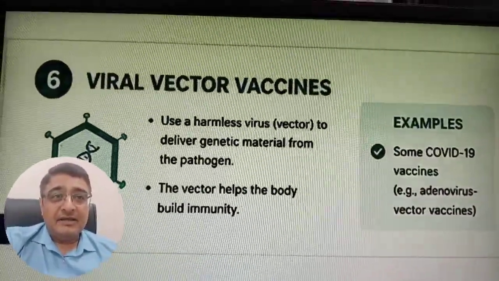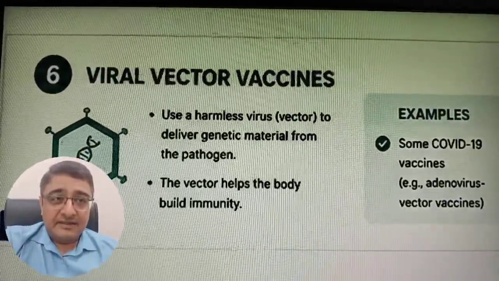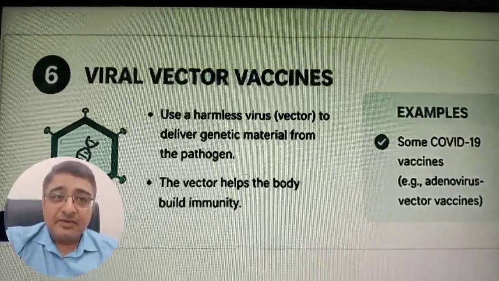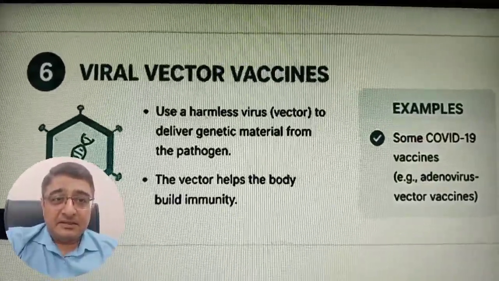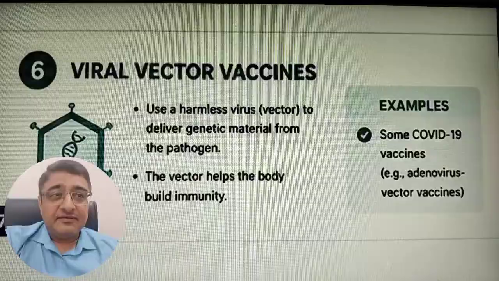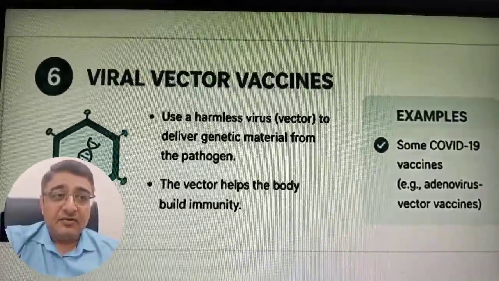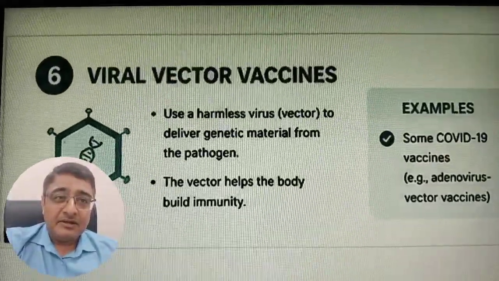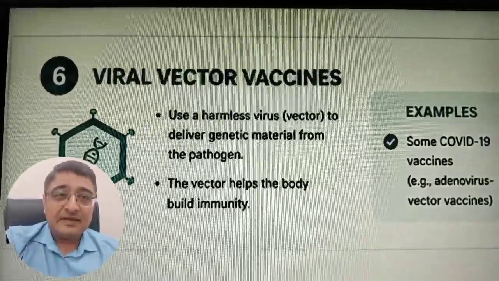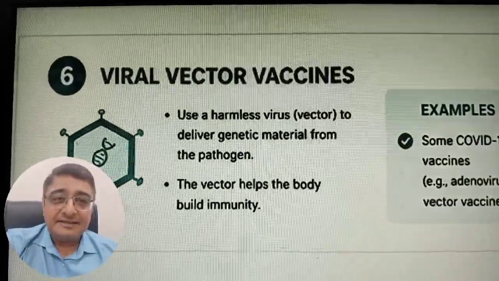Then viral vector vaccine. Here we use a harmless virus as a vector to deliver genetic material from a pathogen, and the vector helps the body to build immunity. For example, some of the COVID-19 vaccines are adenovirus vector vaccines, and adenovirus is a very common harmless virus vector used to produce this type of new generation vaccines.